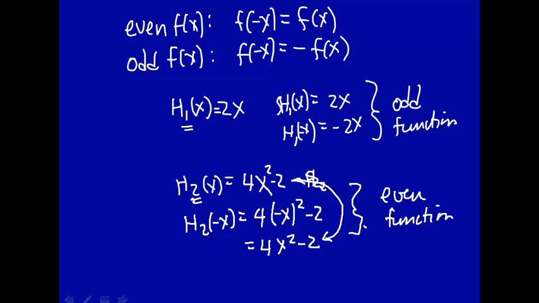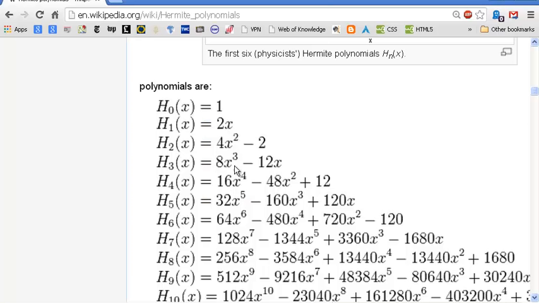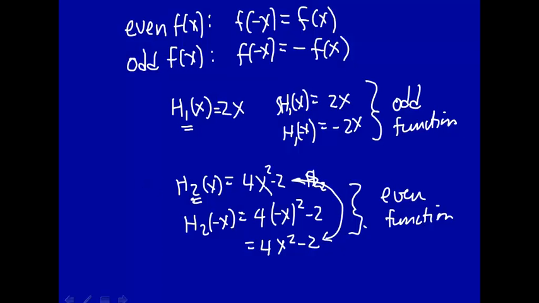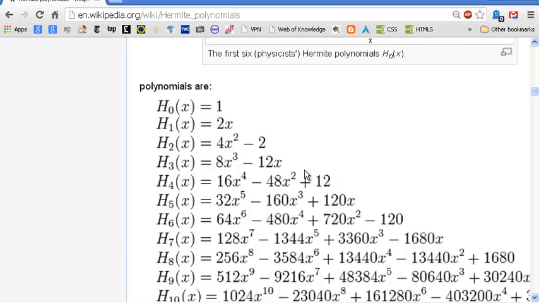So you can go all through here and find that h1, h3, h5, where n is odd, are odd functions. h0, 2, 4, and so on, where n is even, are even functions. And that'll be important when we start calculating expectation values and so on. So even and odd functions, and also they're polynomials and so on.